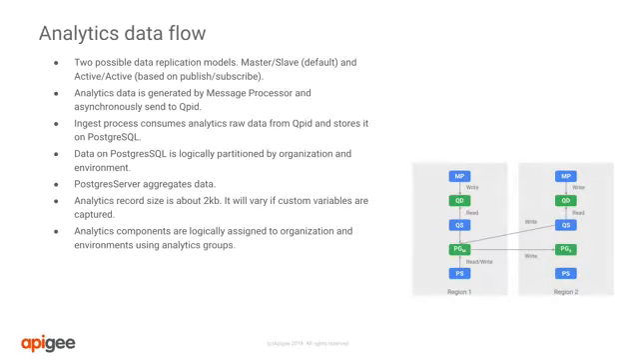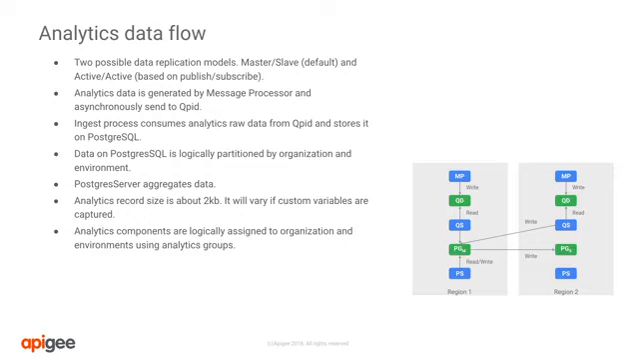Apigee Edge can be configured using two very different replication models. The default shown here is the master-slave configuration. It is also possible to create an active-active setup using a publish-subscribe method. During either of these flows, analytics data is generated on the message processor and sent asynchronously to the Qpid daemon. An ingest process, the Qpid server component, consumes the raw analytics data from Qpid and writes it into PostgreSQL.